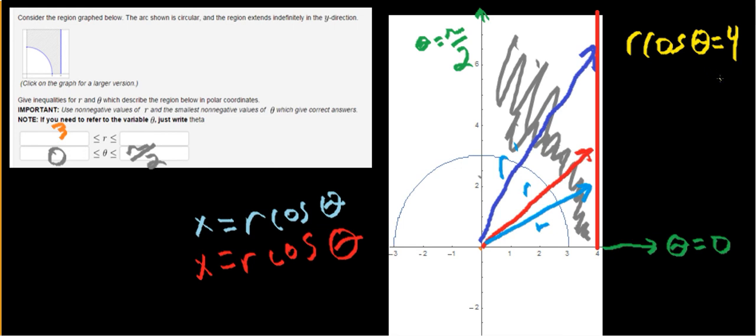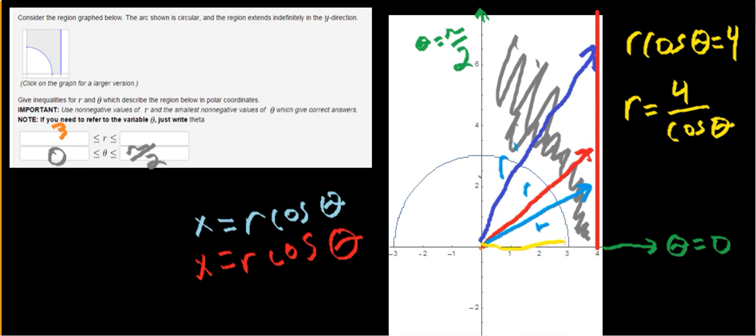But we don't want our equation in terms of 4. We want our equation in terms of r. If we solve for r, we get r equals 4 over cosine theta. Let's see if this works. I'm proposing that this is our upper limit. What happens when theta equals 0? Cosine of 0 is 1.